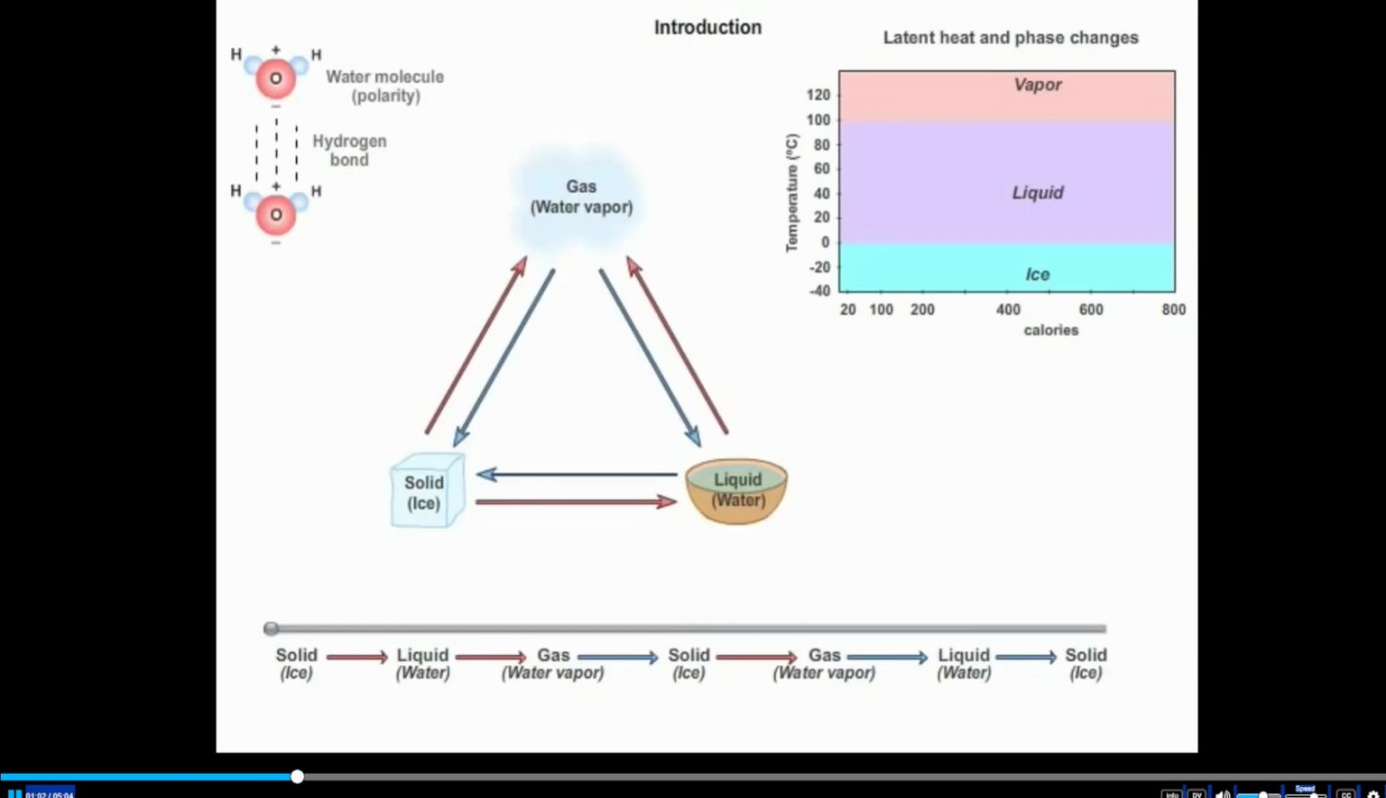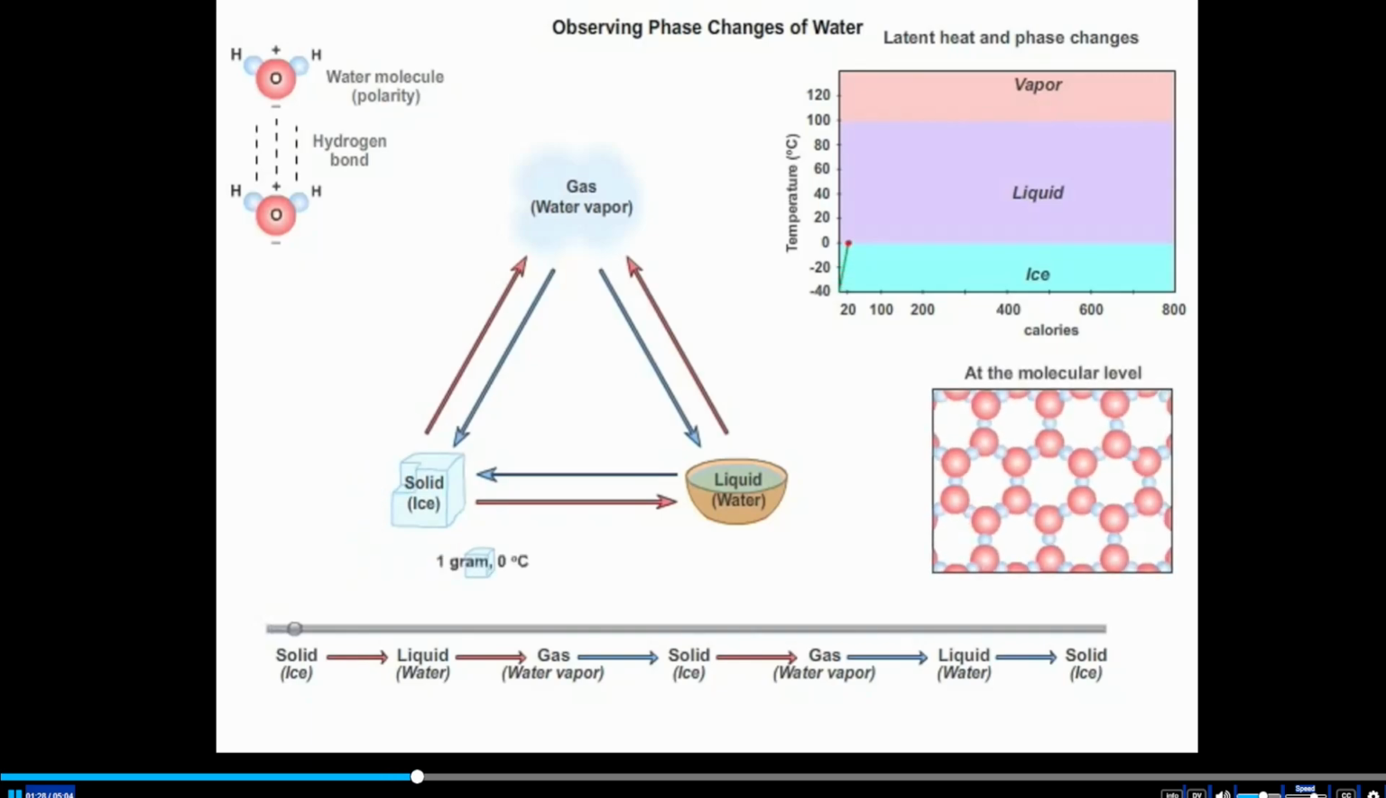The chart in the upper right shows the temperature changes and total energy required in calories as 1 gram of water changes from ice to liquid water and finally to water vapor. You may pause the animation at any time to study the chart and to examine the molecular view box in the lower right. As soon as the ice warms to a temperature of 0 degrees Celsius, it begins to melt.